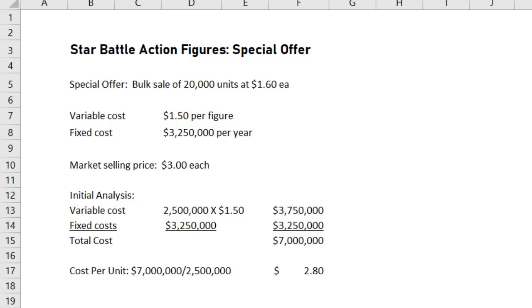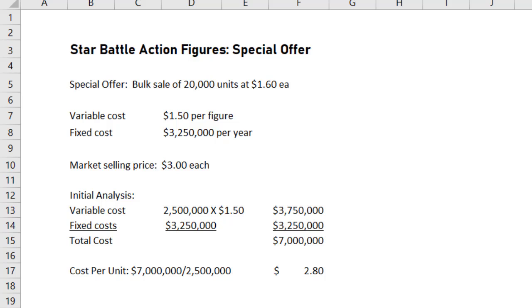If we look at this from a knee-jerk reaction, right, and we say, well, the variable costs are $3,750,000, the fixed costs are $3,250,000. That gives us a total cost of $7 million. $7 million total divided by 2,500,000 units. That means that each unit costs us $2.80. Should we take a $1.60? Maybe the knee-jerk reaction, our initial impulse is to say no.